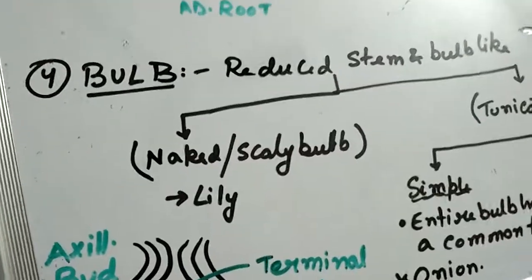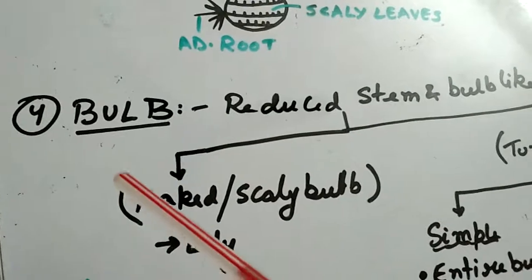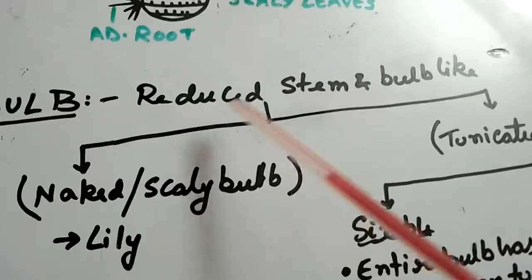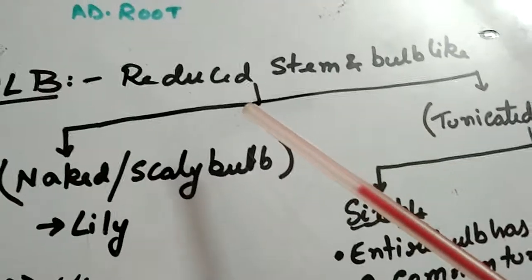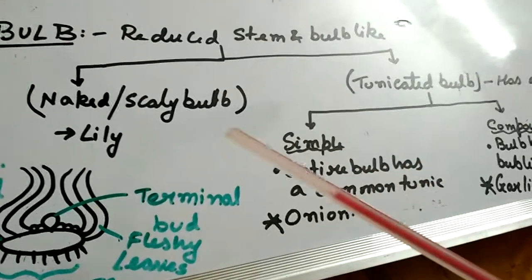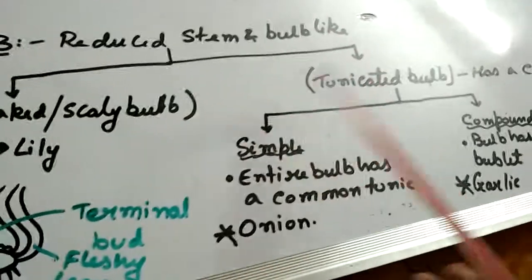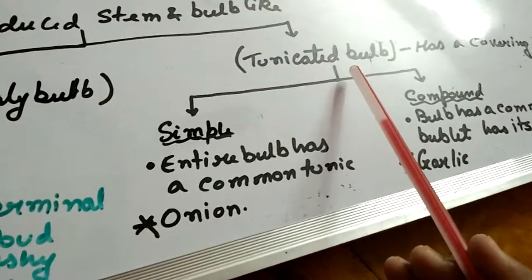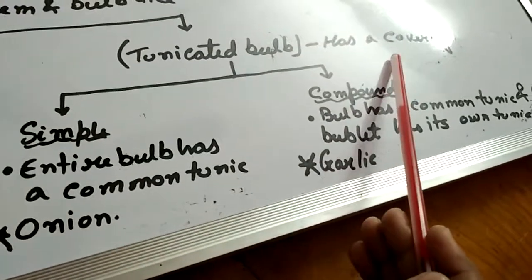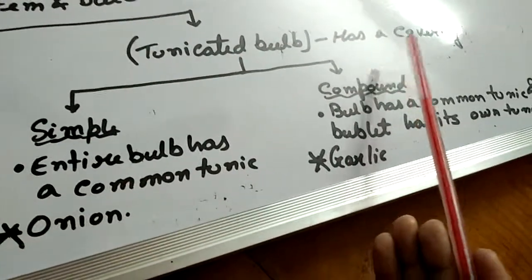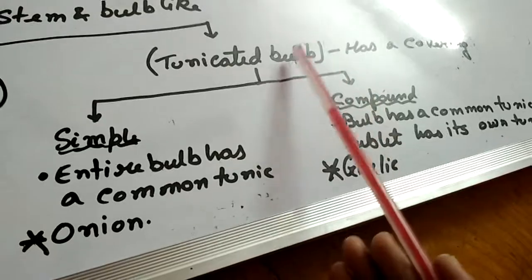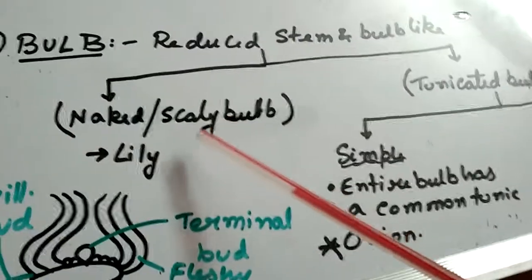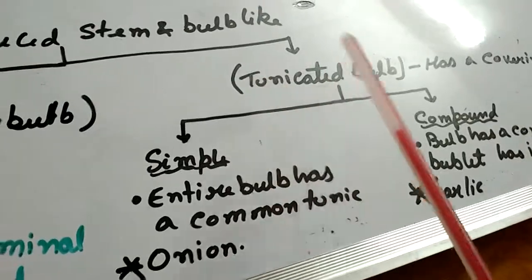Now the last type of modified stem is bulb. Bulb is a reduced stem, and it is bulb-like. From the name itself you can understand its shape and structure, and it is highly reduced, and it is categorized into two main types, which are naked or scaly bulb and tunicated bulb. Tunicated bulb has a covering. Tunic means a covering or a coat around the surface, the outer covering known as tunic. So, naked or scaly bulb and tunicated bulb.